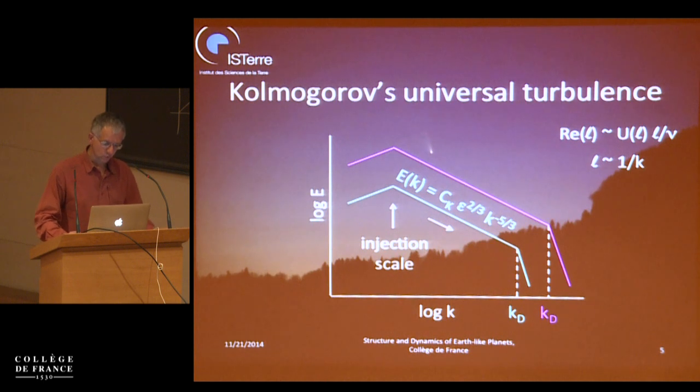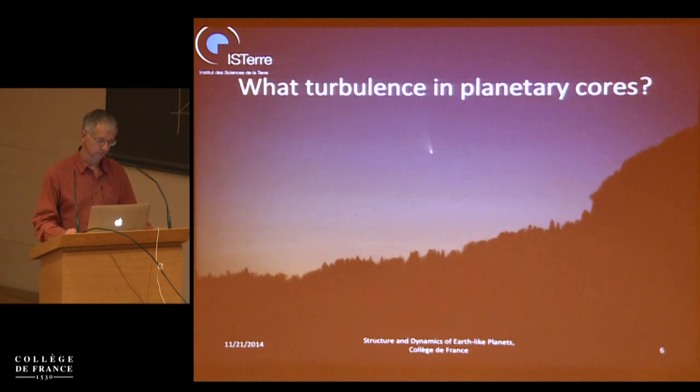Okay, so this is all very classical, but I will try to use this as a guide for some of the developments I'm trying to do, getting closer to planetary core conditions. So what turbulence do we expect in planetary cores?